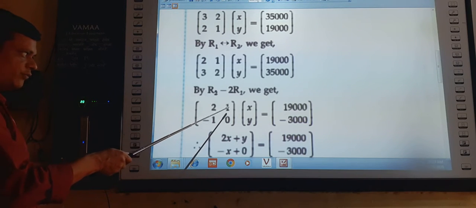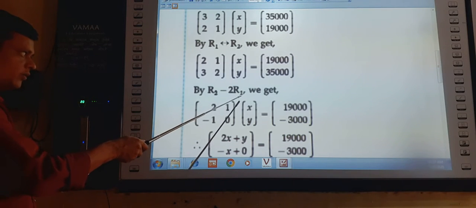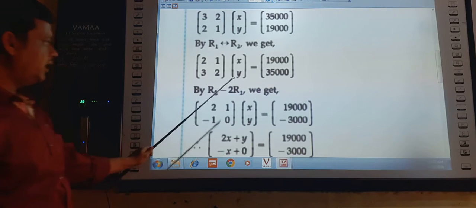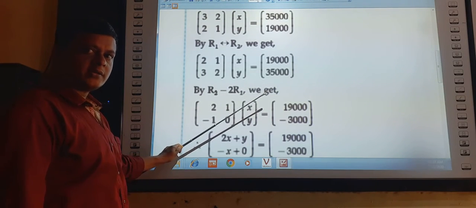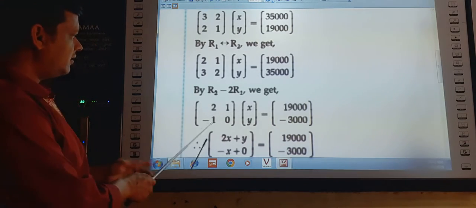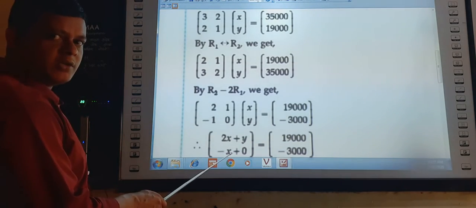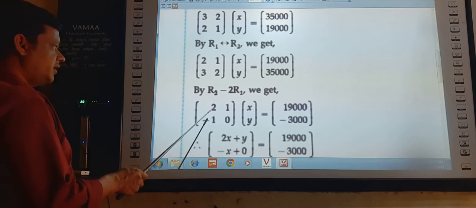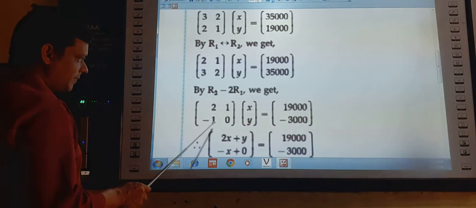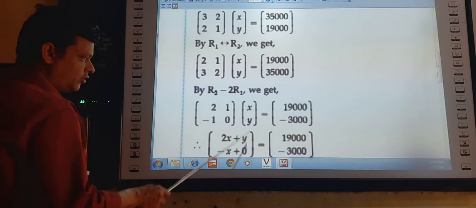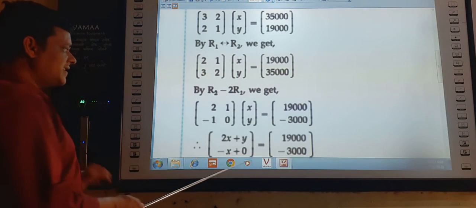Here, if we consider the diagonal elements 2 and minus 1, the element below this diagonal is 0. So this is an upper triangular matrix. So we write this matrix in equation form. First equation is 2x plus y, and second equation is minus x plus 0 into y, that is 0. Right hand side as it is.